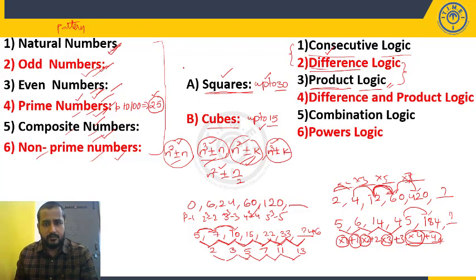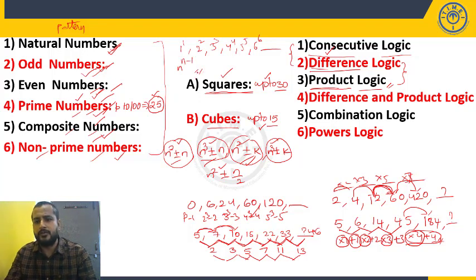Powers logic. Powers logic is nothing but you will be given like this: 1 power 1, 2 power 2, 3 power 3, 4 power 4, 5 power 5, 6 power 6. This kind of questions, yes, it is possible. n power n minus 1, this kind of logic is also possible.